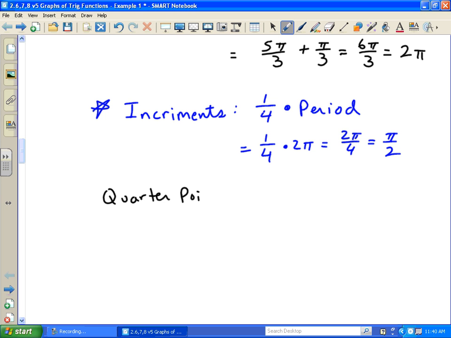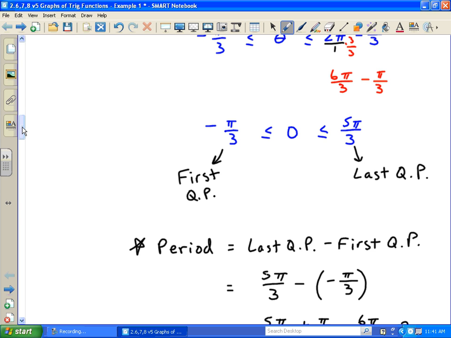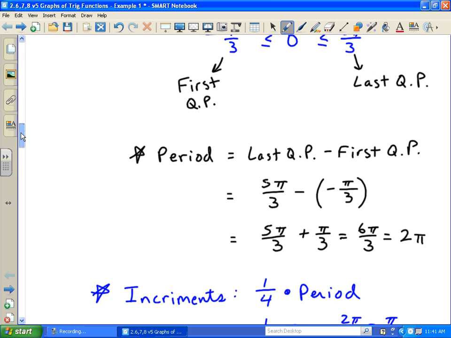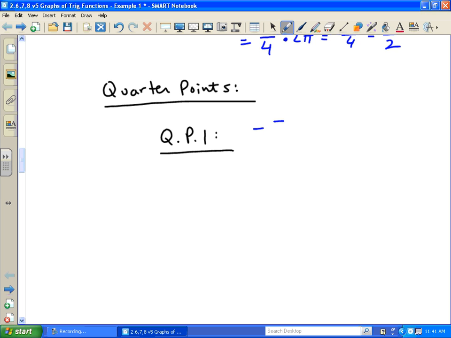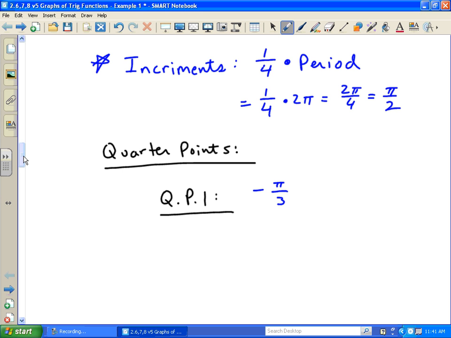All right, for this, I always know what my very first quarter point is. I will call this quarter point 1. Quarter point 1 is determined by the leftmost number in the interval that I solved earlier. This was the interval that I solved earlier. My leftmost number is negative pi over 3. Now, to determine the next quarter point, I will take that quarter point, negative pi over 3, and I will add to it the increment, pi over 2.